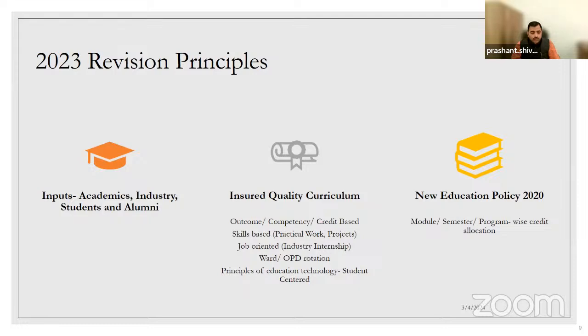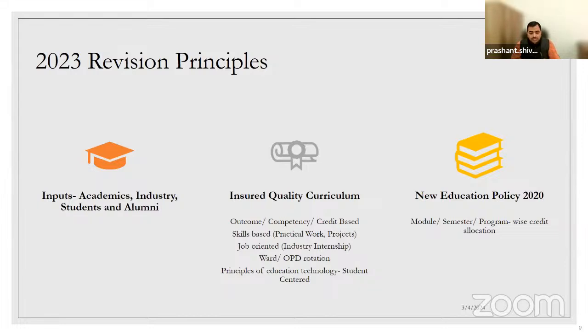Based on that, and as per the UGC New Education Policy 2020, we have revised the curriculum. This curriculum ensures quality, with an outcome-, competency-, credit- and skill-based approach, where practical work and projects have been included. It makes students job-oriented through industry internships.